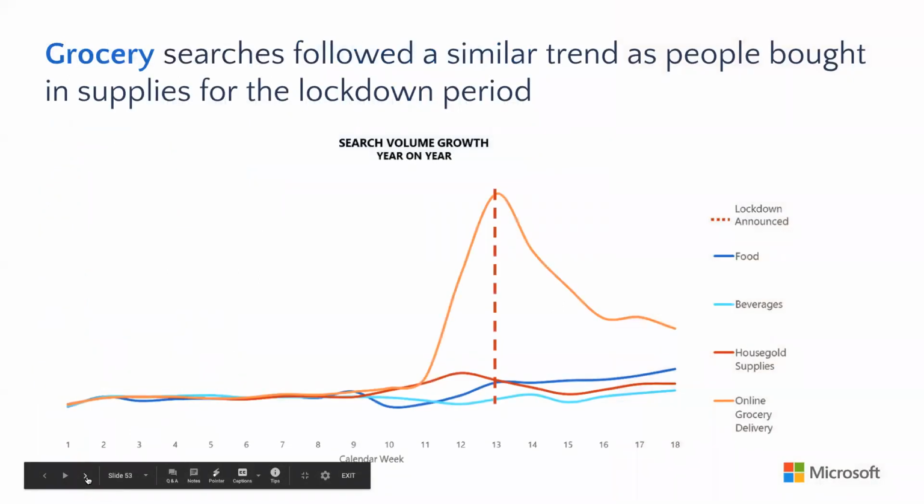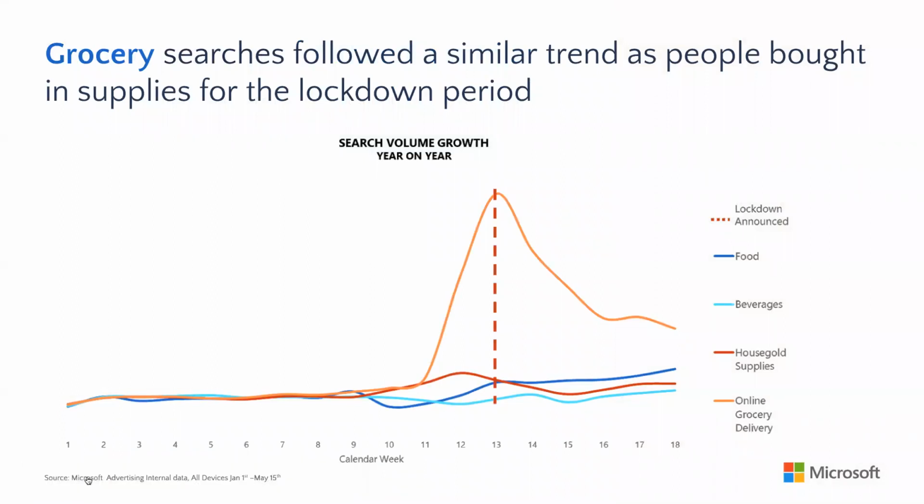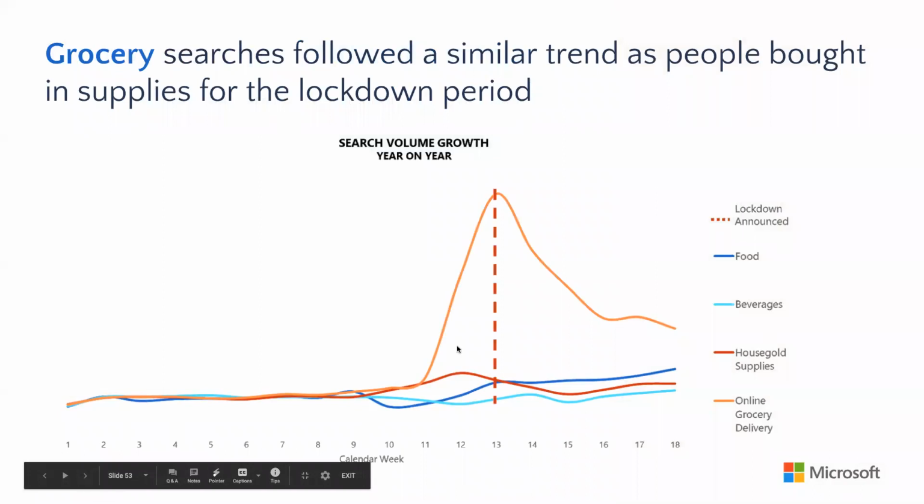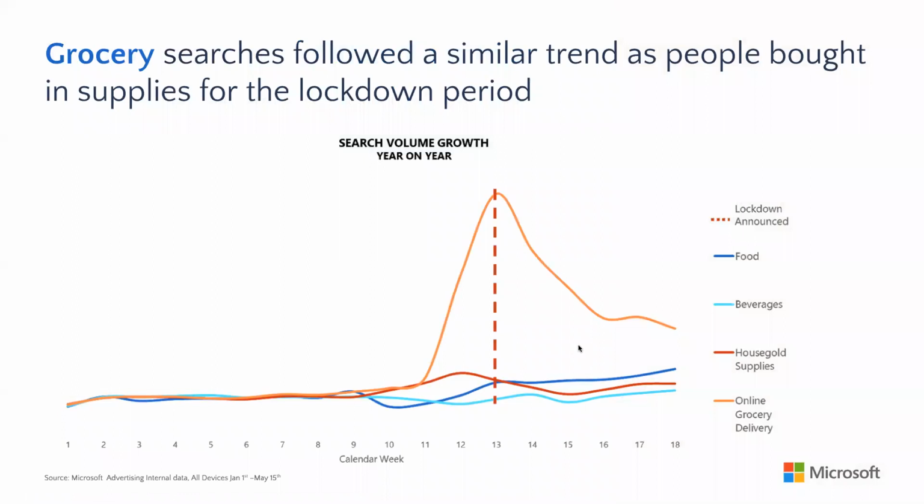So if we look at groceries, this is another one that we saw massively increase. And not necessarily the actual individual categories. People weren't necessarily searching for food or beverages or supplies as such. There was an increase, but the biggest spike was people looking at, where can I get my online grocery delivery? They didn't know. They were trying to figure out who is supplying this service during this situation. So it wasn't necessarily branded queries, but more generics that drove that spike.